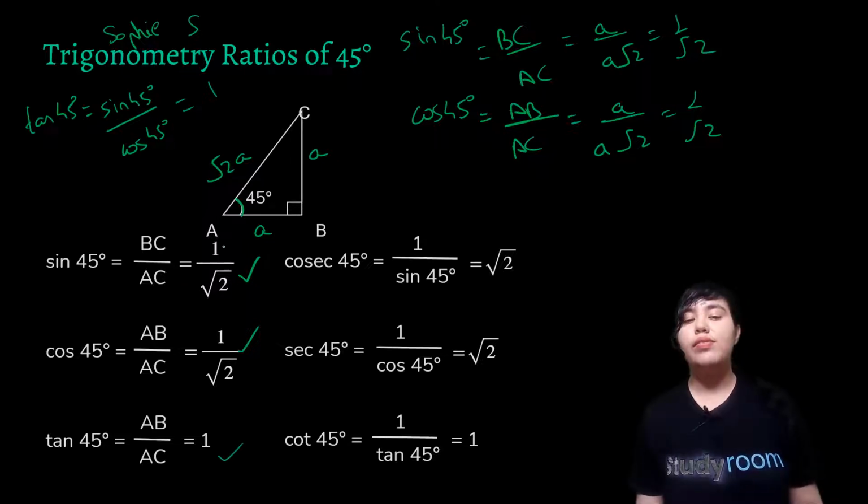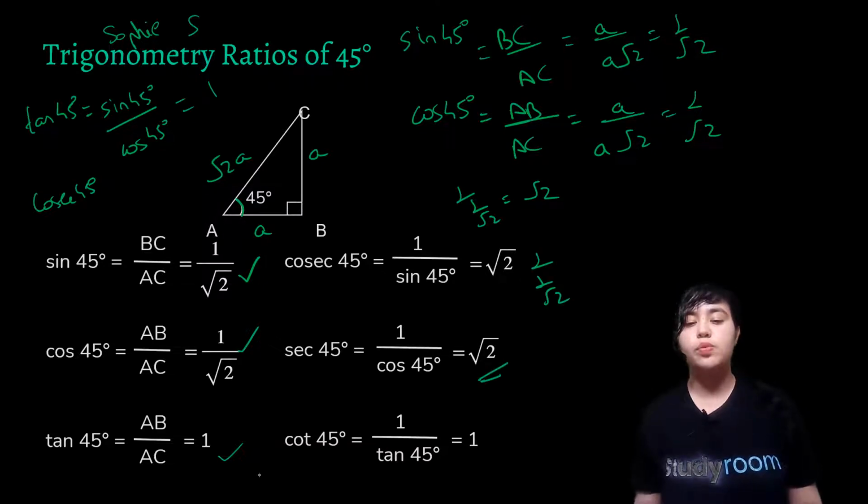Now if sine 45 degree is 1 by root 2, what will be cosec 45 degree? It will be 1 upon sine 45 degree. So 1 upon 1 by root 2 is nothing but root 2. Similarly, what is sec 45 degree? It is the reciprocal of cos 45 degree, which is 1 upon 1 by root 2, which is again root 2. Cot 45 degree will be 1 upon tan 45 degree, 1 upon 1, which is equal to 1. So this is a summary of all these angles.